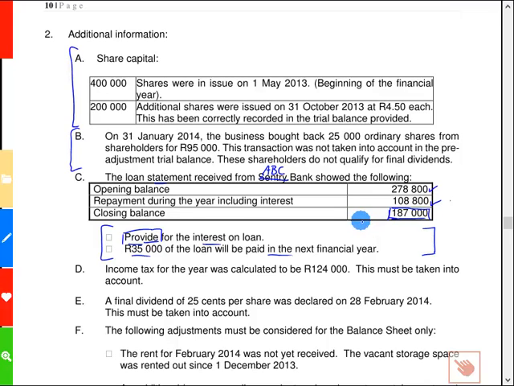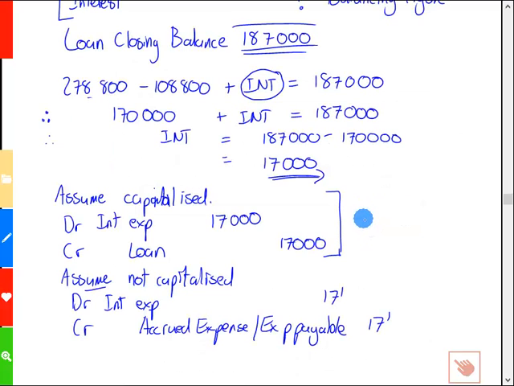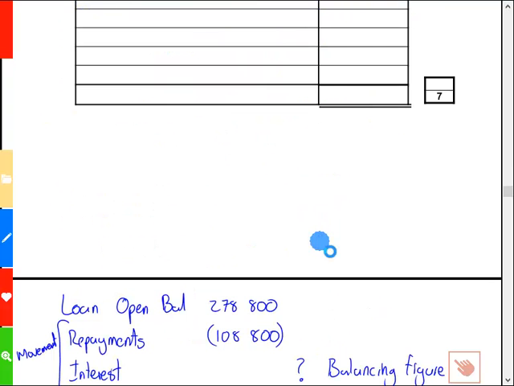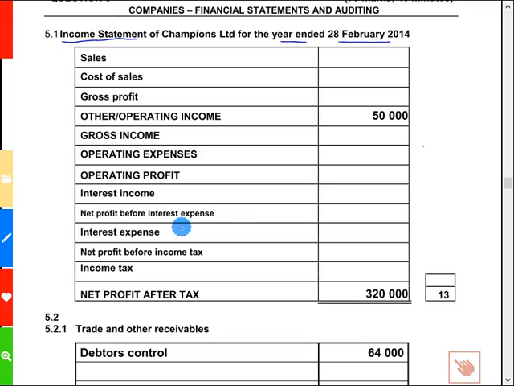Right, so is this going to affect the income statement? Any of these two entries going to affect the income statements? Yes, the interest expense is going to affect the income statement. This will affect my balance sheet, right? But the interest expense is going to affect the income statement. So I go to the income statement, I look at interest expense, and I know I need to add 17,000 Rand because they specifically told me provide for the interest. So there we go, 17,000 Rand in there.